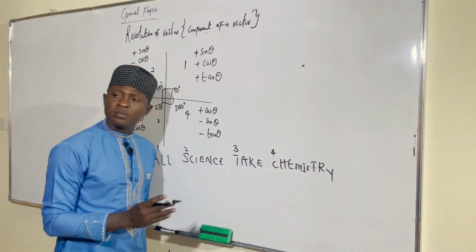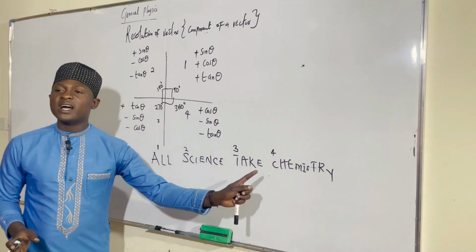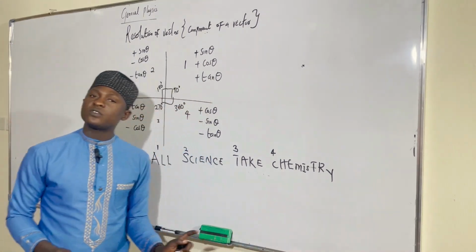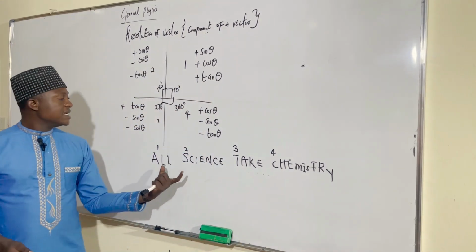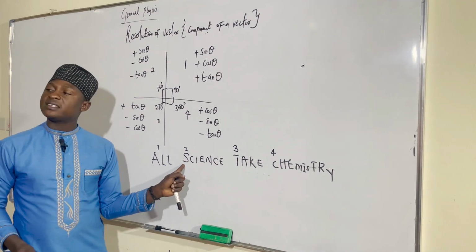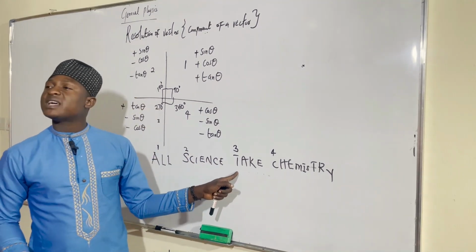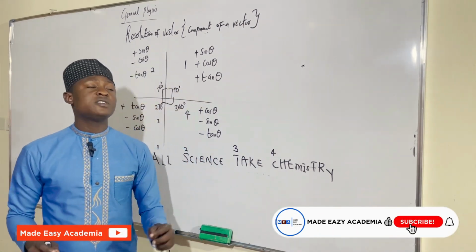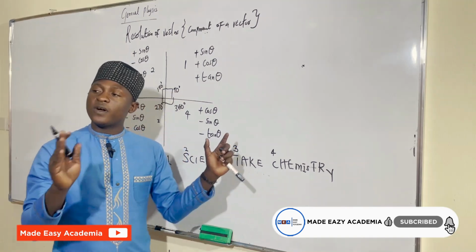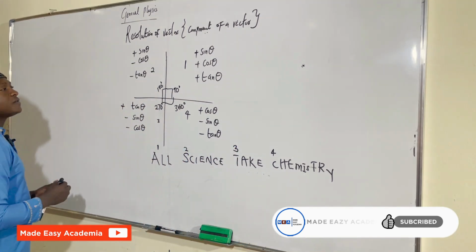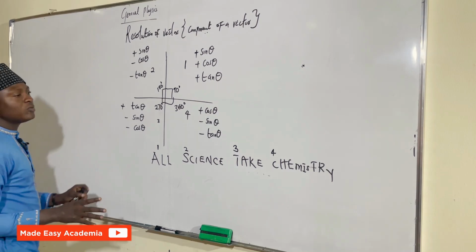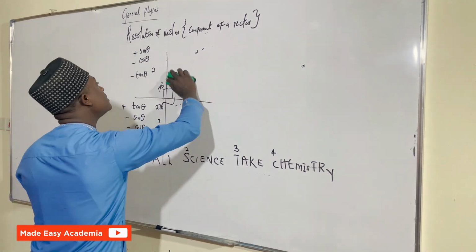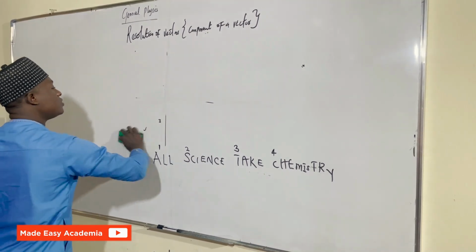So you don't need to crack your brain cramming it. Just master this simple logic. All Science Take Chemistry. In the first quadrant, all are positive. Science: in the second quadrant, only sine is positive. Take: only tan is positive. Chemistry: only cos is positive. So we make use of the knowledge of the quadrants and these acronyms to solve a problem of resolving forces. Now let's break down how we normally do that, so that you know how to find the resultant with vectors, and how you can find its direction.